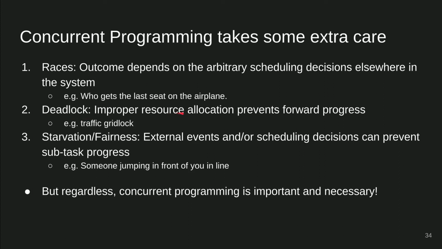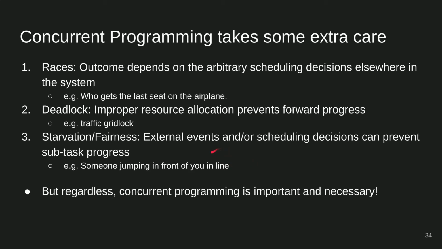Deadlock, the second caveat, is the improper resource allocation, again, preventing forward progress. So this is the traffic gridlock. Or if you've ever shown up to an intersection and all the lights stay red, okay? And starvation is just an issue of fairness. That is, there's sort of external events happening that prevent some other subtask, our yellow cars, from making forward progress. So an example of starvation could literally be, you're standing in the grocery line and somebody keeps cutting in front of you, right? You're sort of resource starved.